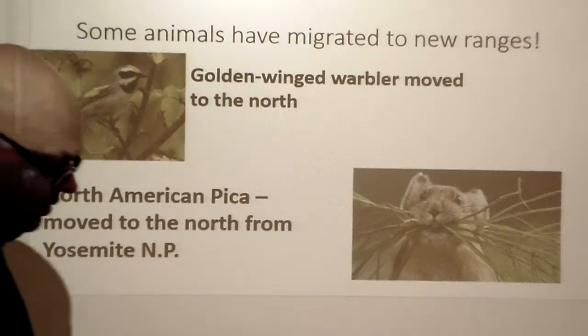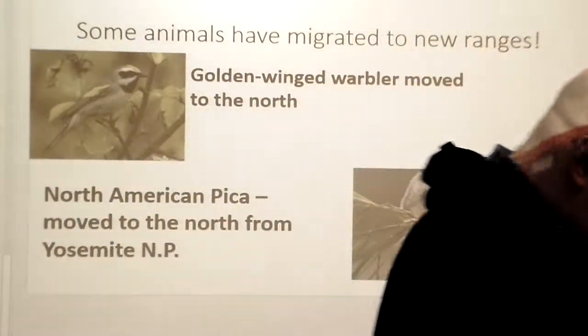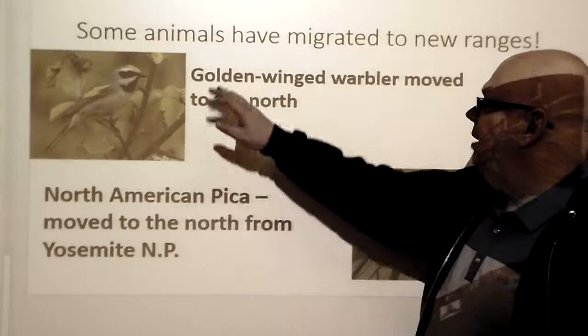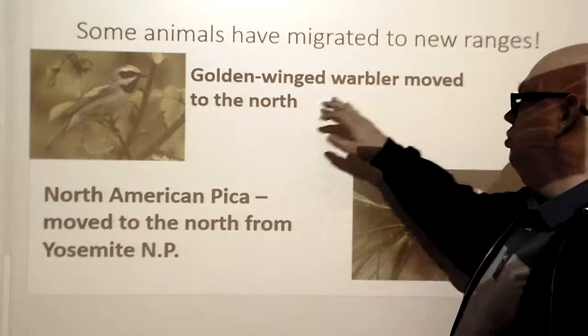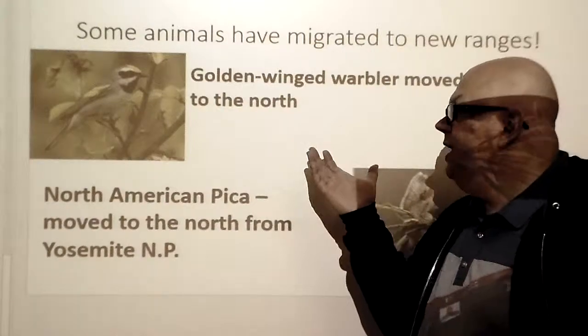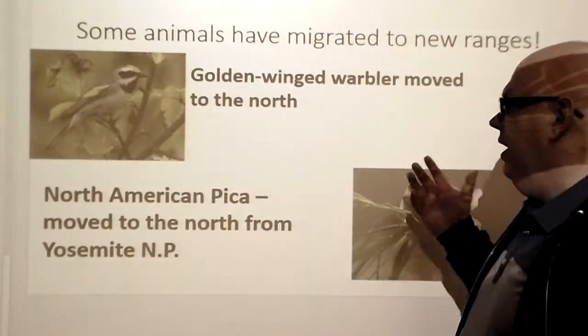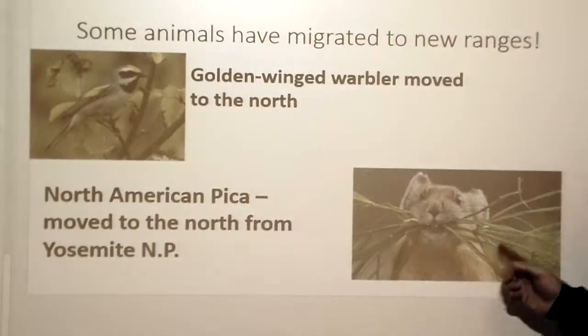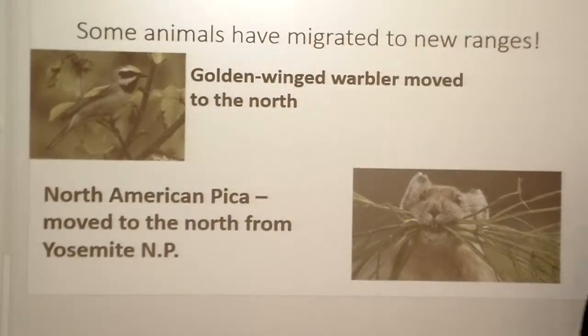Now, some of the animals have been able to actually cooperate. They've been able to change, adapt, if you will, by migrating to new ranges. So, an example, the golden-winged warbler moved to the north. It just did, to avoid climate change. The North American pika, isn't this guy cute? Doesn't he look like a subject of a cartoon?